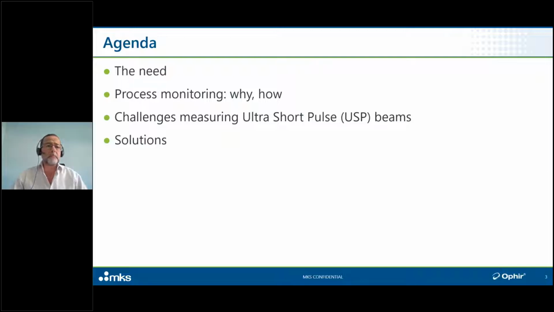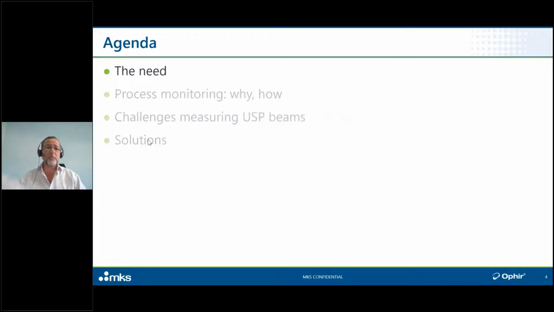So here's what we're going to be looking at. First, I just want to briefly talk a little bit about the need and what's motivating this new type of application. A few words, high altitude overview of the why and how of process monitoring. And then we'll get into the meat and potatoes. We'll talk about the challenges that are involved in measuring ultra-short pulse laser beams, which are central to making these kind of applications happen. We're going to explain all of this. And then we'll have a look at some of the new innovative solutions that are now becoming available. So let's begin with the beginning, and let's just talk a little bit first about the need.